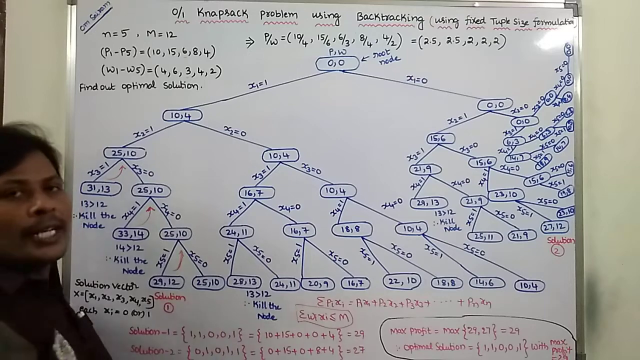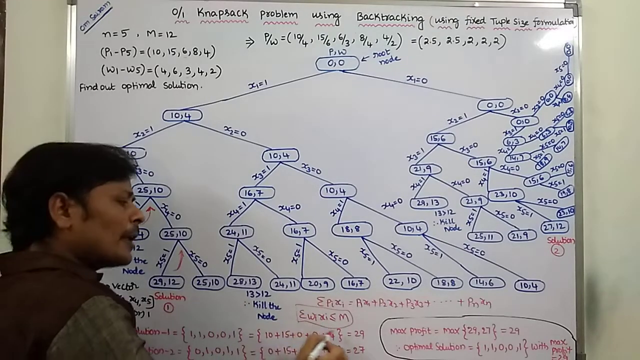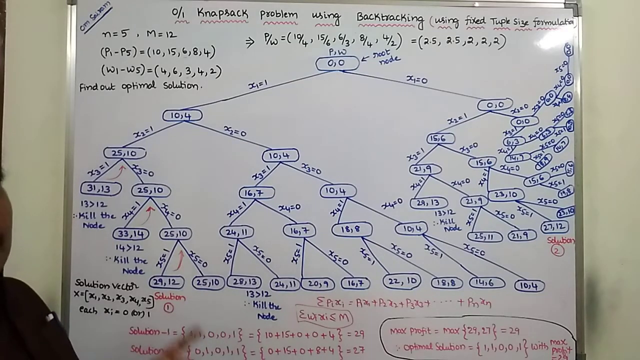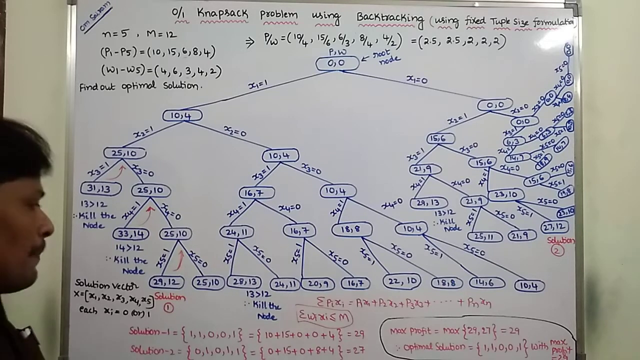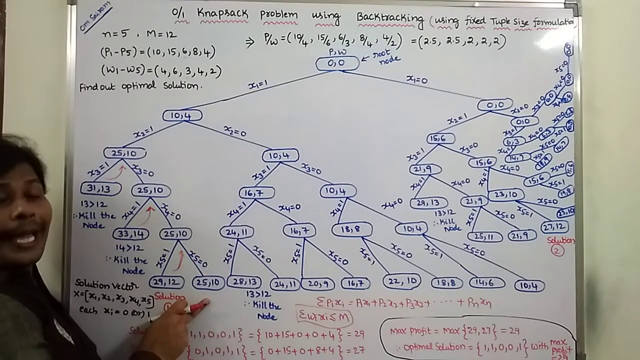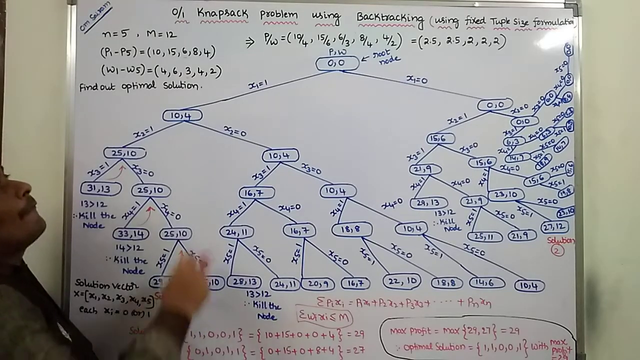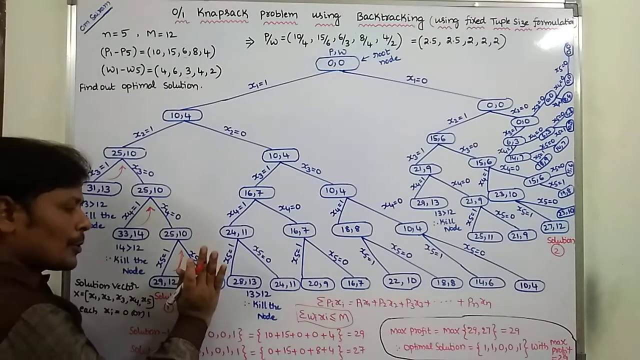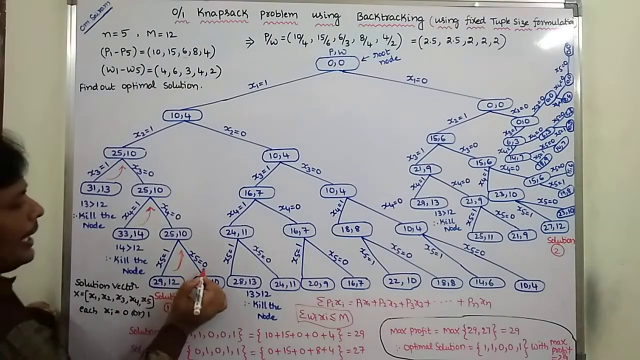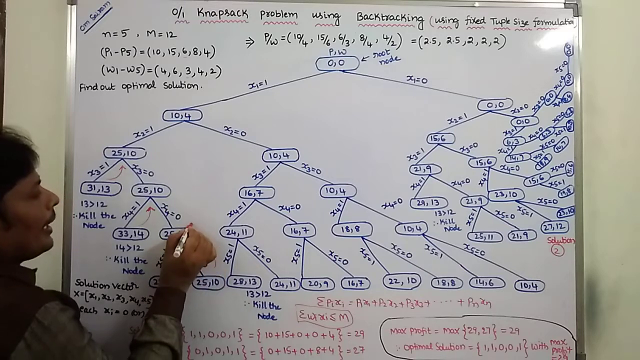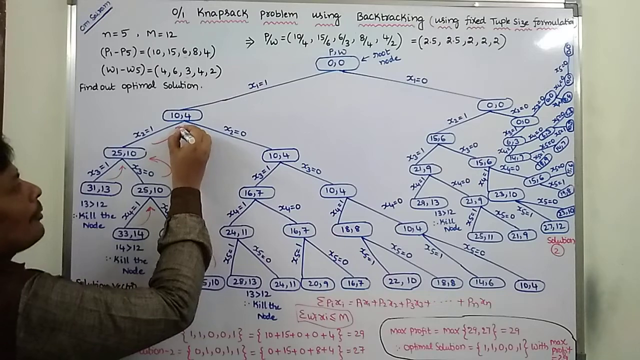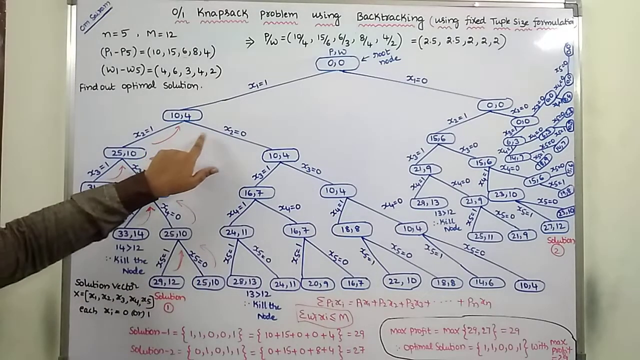There are no more objects to consider. It does not violate the property, since the sum of the weights is less than or equal to the capacity of the knapsack, but this node cannot be extended because all five objects are considered. So now we have to stop. Now again we have to backtrack, again, again, again. Now we go for this one.